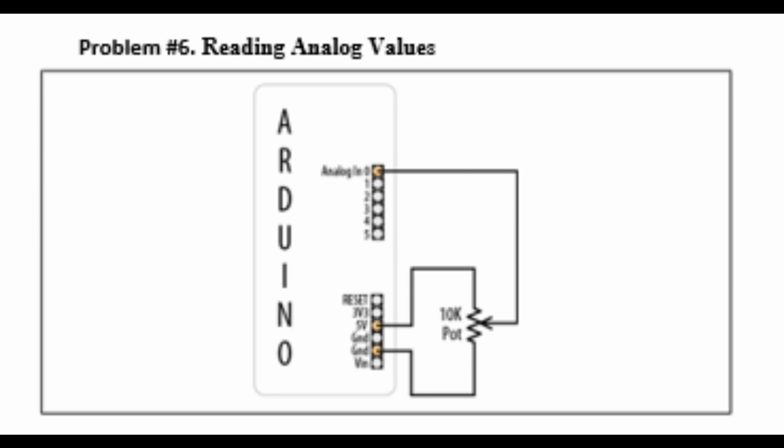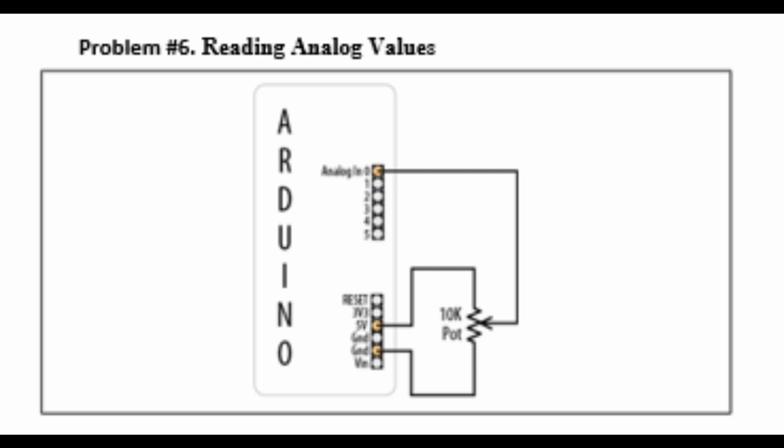Analog values, a world of infinite possibilities. Our world isn't just black and white, on or off. It's filled with subtle shades and nuances. Analog sensors capture these variations in voltage, like a dimmer switch or a volume knob. Arduino can read these values, opening a whole universe of analog input possibilities.